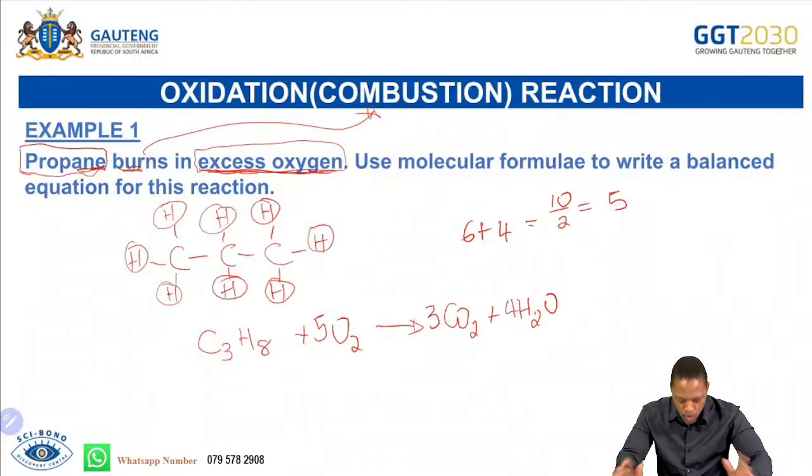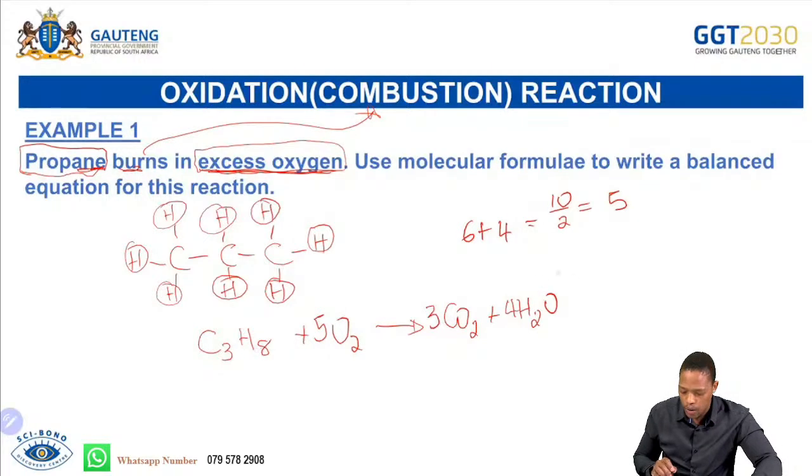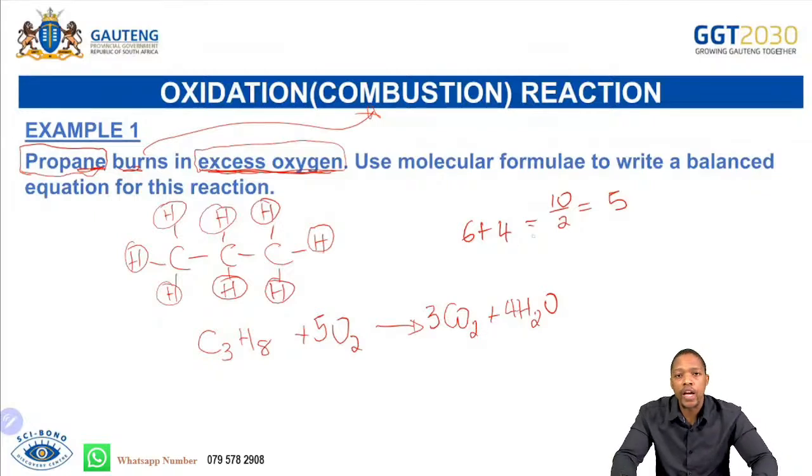There is no need for you to even go over it, but I will go over it with you quickly to show you it's balanced. You have 3 carbons. Now you have 3 carbons here. You have 8 hydrogens in total. Now you have 4 times 2. That gives you 8 hydrogens. And here you have 5 times 2. That's 10 oxygens. Here you have 3 times 2. That is 6 plus the 4. That gives you 10 oxygens. The equation is balanced. Simple as that.